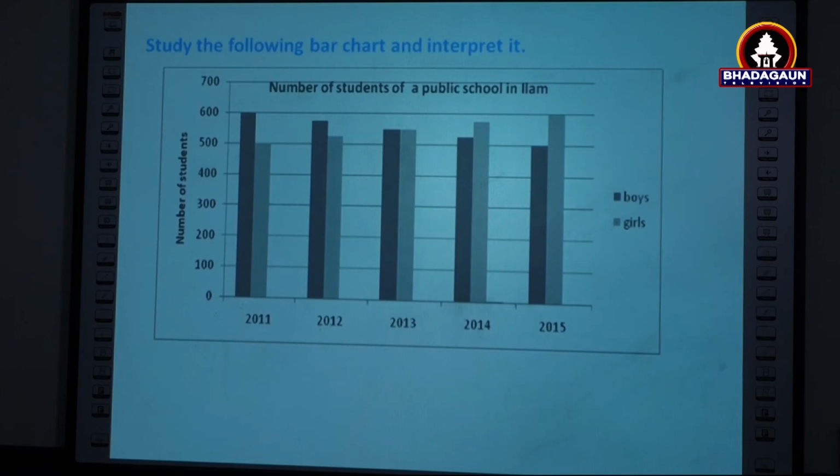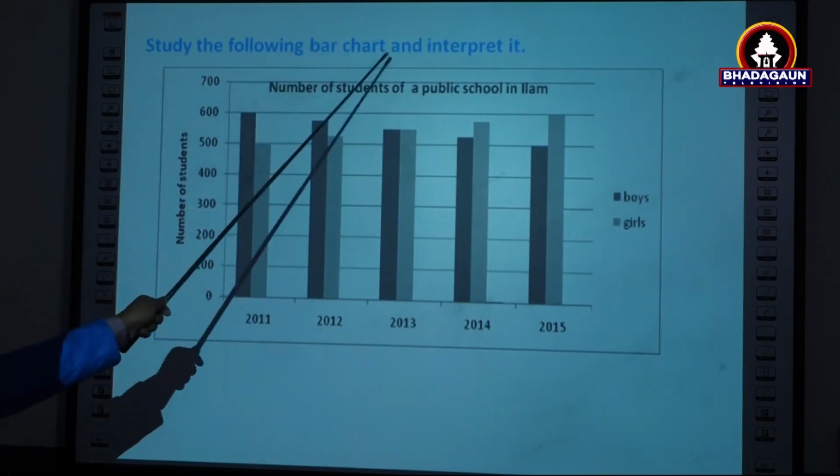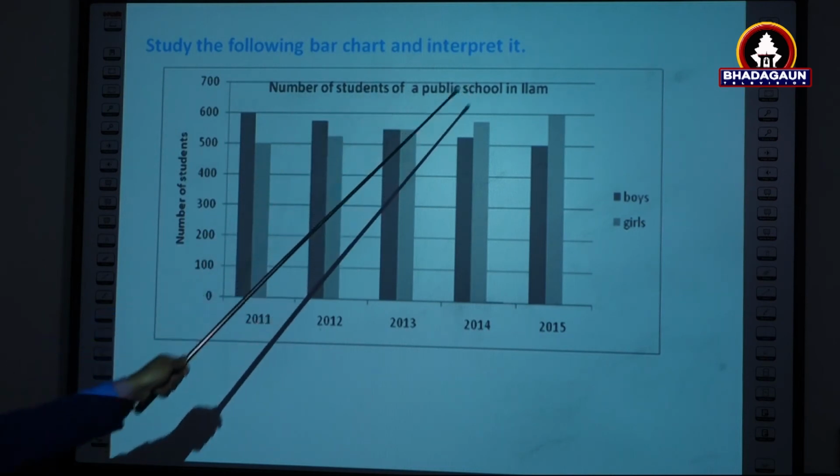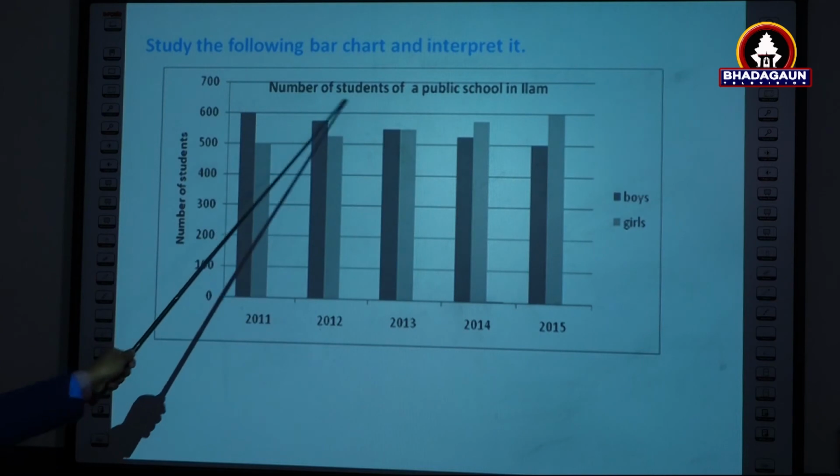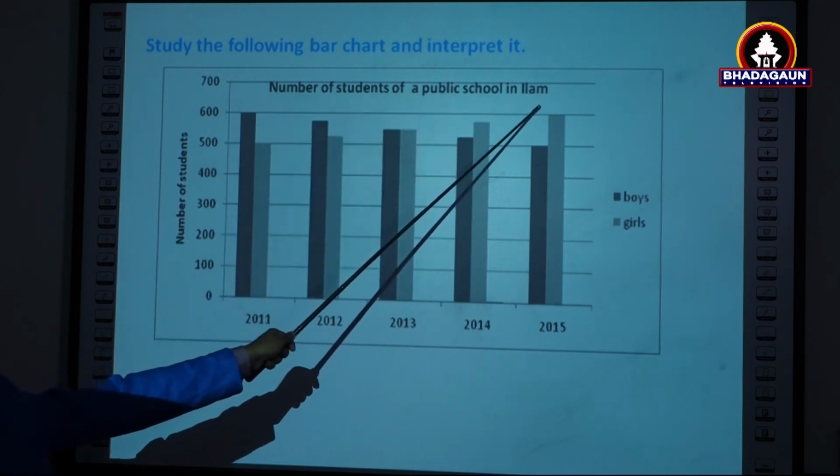Now, the second picture is given here. Let's see here. Study the following bar chart. This is a bar chart and interpret. So, the picture is already known. The bar chart is here. What is it about? Number of students of a public school in Ilam.